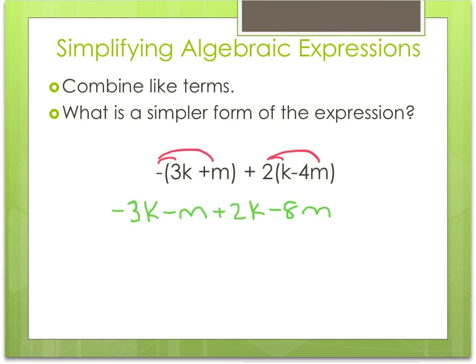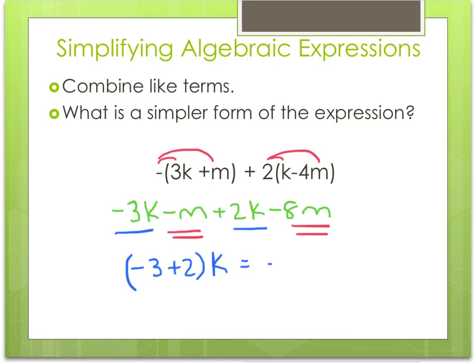Now I can take a look and see what are like terms. So what has the same last name? This guy and this guy both have a last name of k. This is an m and this is an m, so those will come together. So I'm going to have negative 3 plus 2, tack on that last name. The opposite of distributing is factoring. So I'm factoring the k out and putting it as my last name. And then I'm going to simplify.